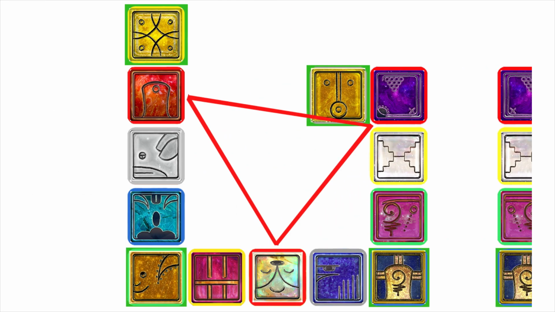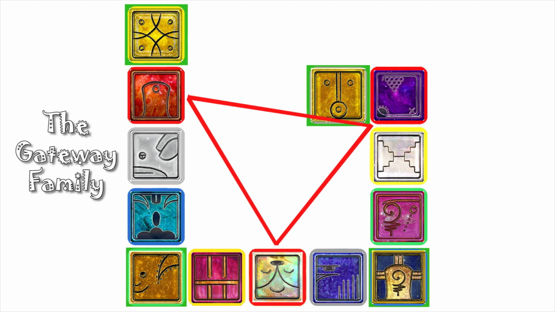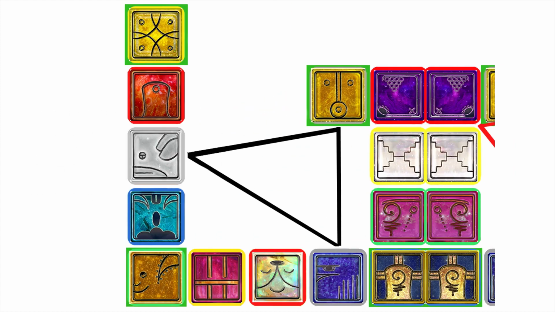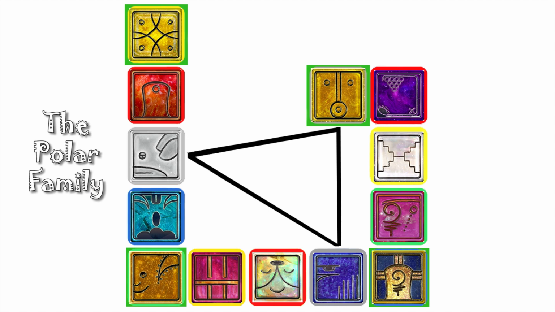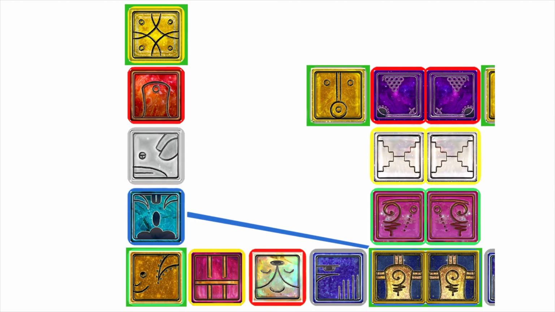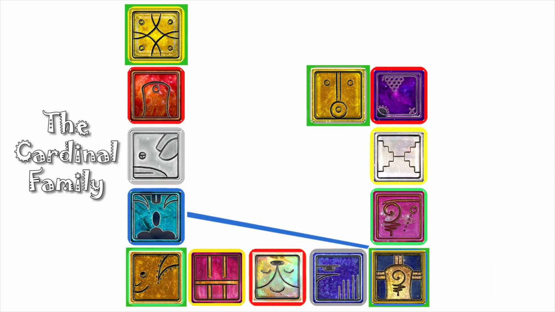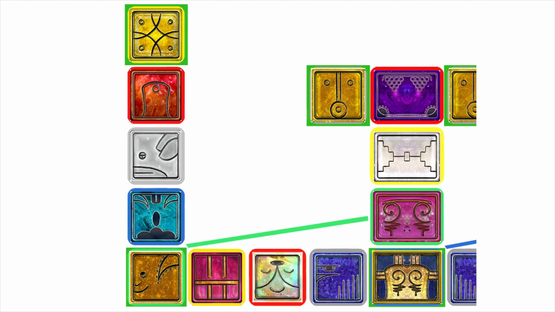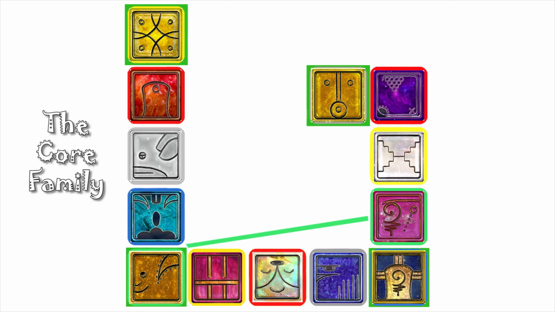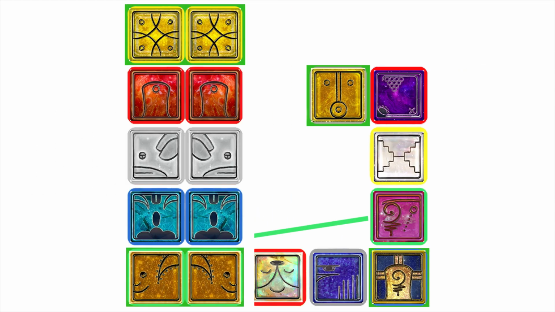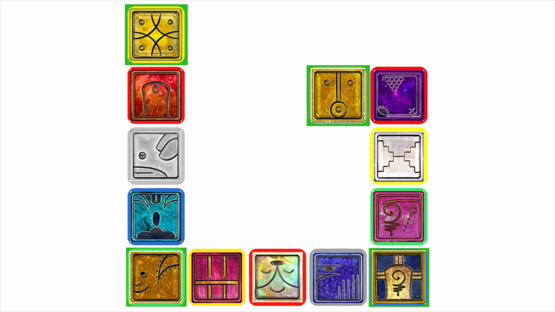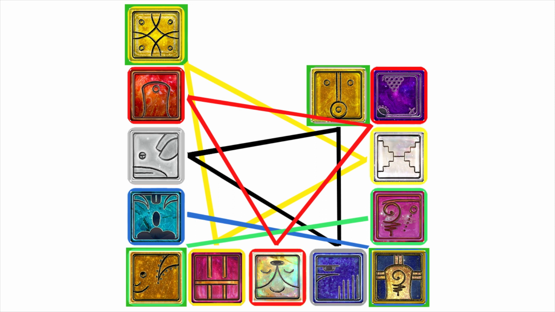The second overtone pulsar reveals the gateway family. Third overtone pulsar reveals the polar family. The 4th overtone pulsar reveals the cardinal family, and the 5th overtone pulsar reveals the core family. Obviously, this changes with each wavespell. So, if we add together all the lines of the overtone pulsars, they add up to 11.